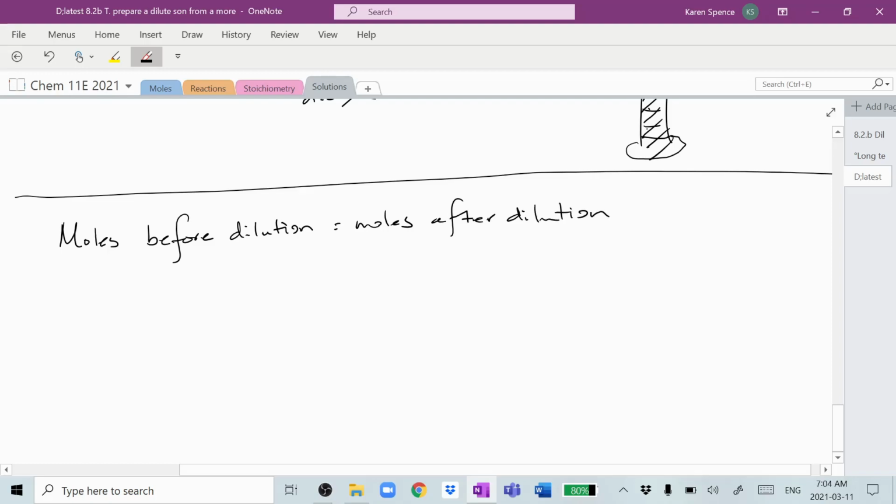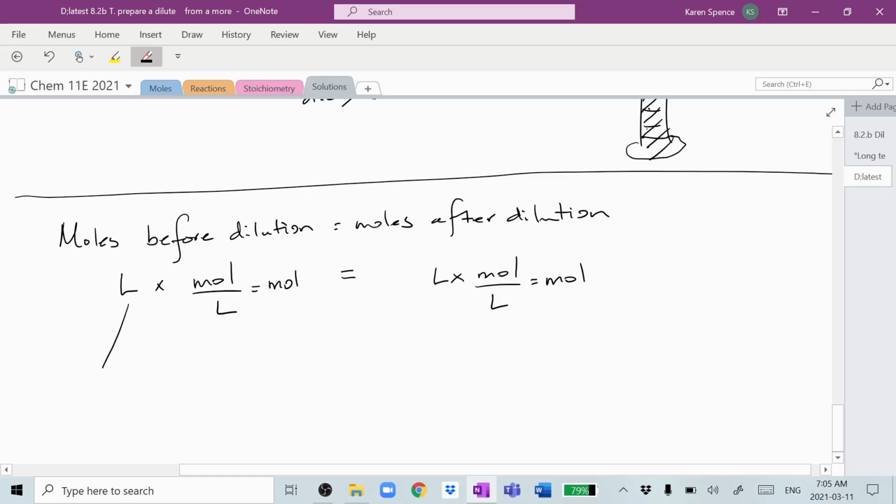And we can calculate moles because we know that volume times molarity, moles per liter, is equal to moles. Yes, because we have volume, liters, times moles per liter is equal to moles. And over on our other side, we would have the volume times the moles per liter is equal to the moles, and the moles before are equal to the moles after.